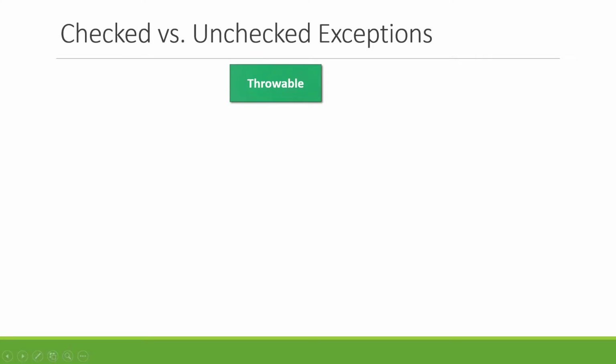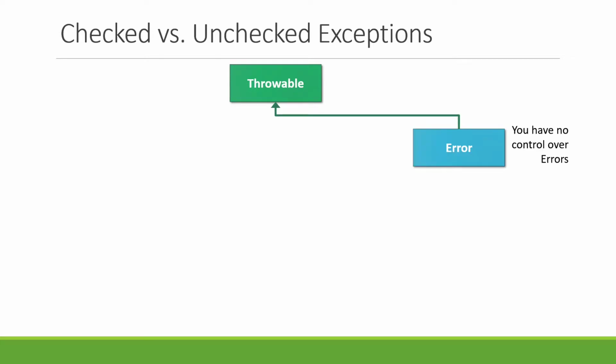At the very top, we have the Throwable class, and the Throwable class models any object that can be thrown. Of course, that's going to include exceptions, but there's actually something else that can be thrown: an instance of the Error class. Now, you don't have to worry too much about the Error class because you, as a programmer, have absolutely no control over errors. The Error class models things that are thrown by the JVM, or Java Virtual Machine. These are things that you cannot recover from in your program.